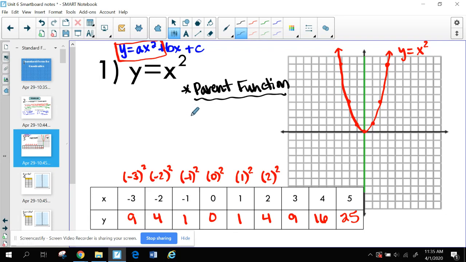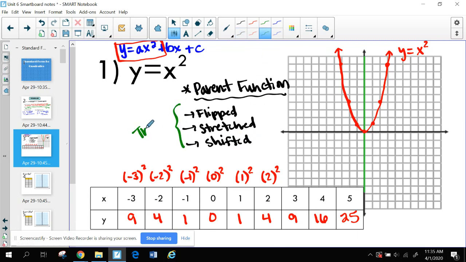Okay, so we use words as transformations, such as that it could be flipped, it could be stretched, or it could be shifted. Okay, those are the different ways that we talk about how things are transformed. But this is always what we compare it back to. This is our most basic general.